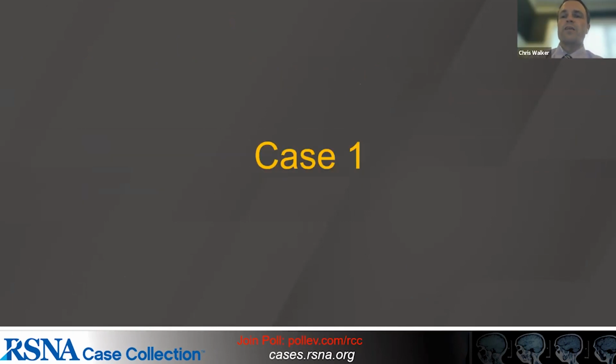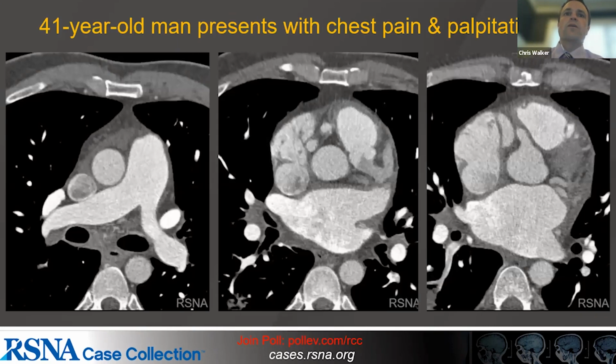Let's go to the first case. So this is case one. This is a 41-year-old man who presents with chest pain and palpitations. So we have 3 images from a cardiac CTA, the level of the pulmonary trunk, and a little bit lower going down to the aortic root. Next slide.